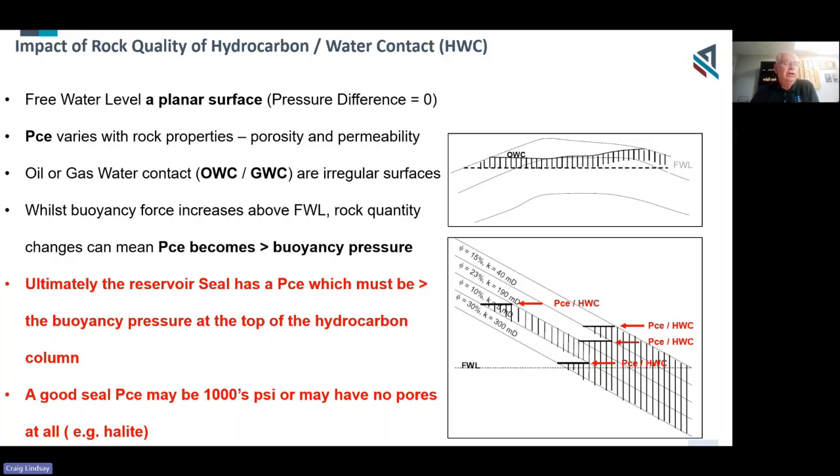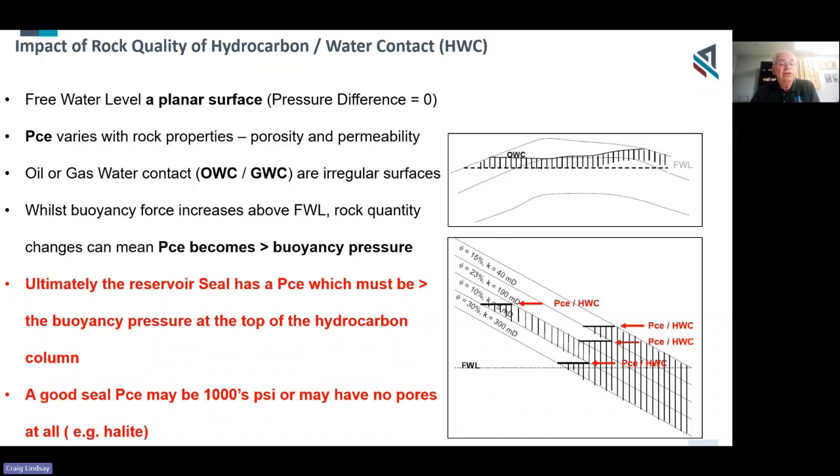Should be a flat surface. It isn't always, but let's call it a flat surface. But because the pore entry pressure varies with rock quality and porosity and permeability, that means that the minimum level at which hydrocarbon can enter the pore system will vary across the reservoir.